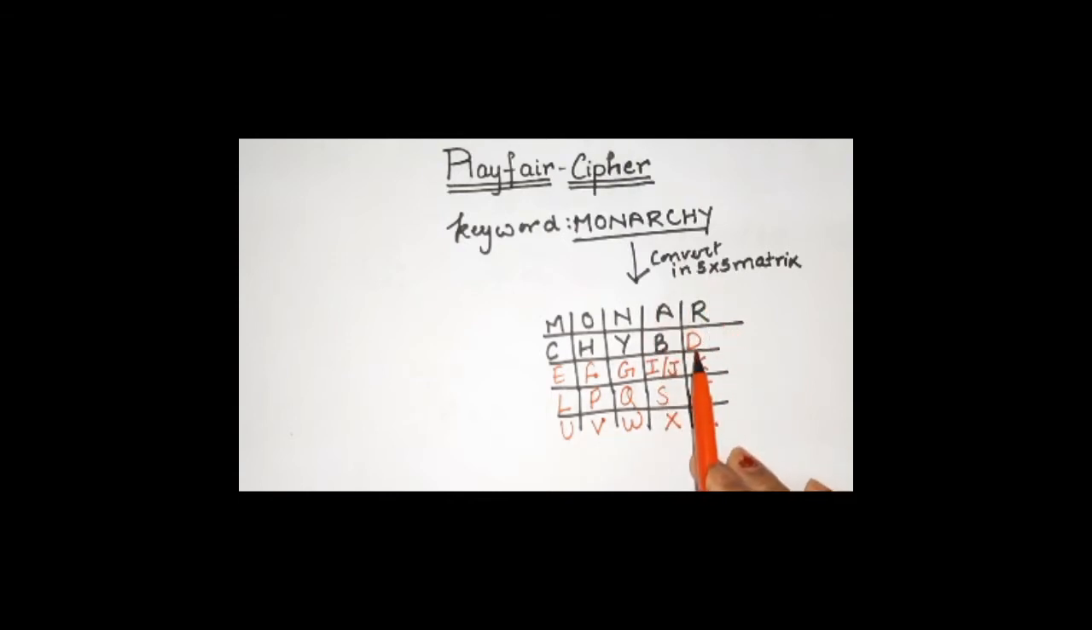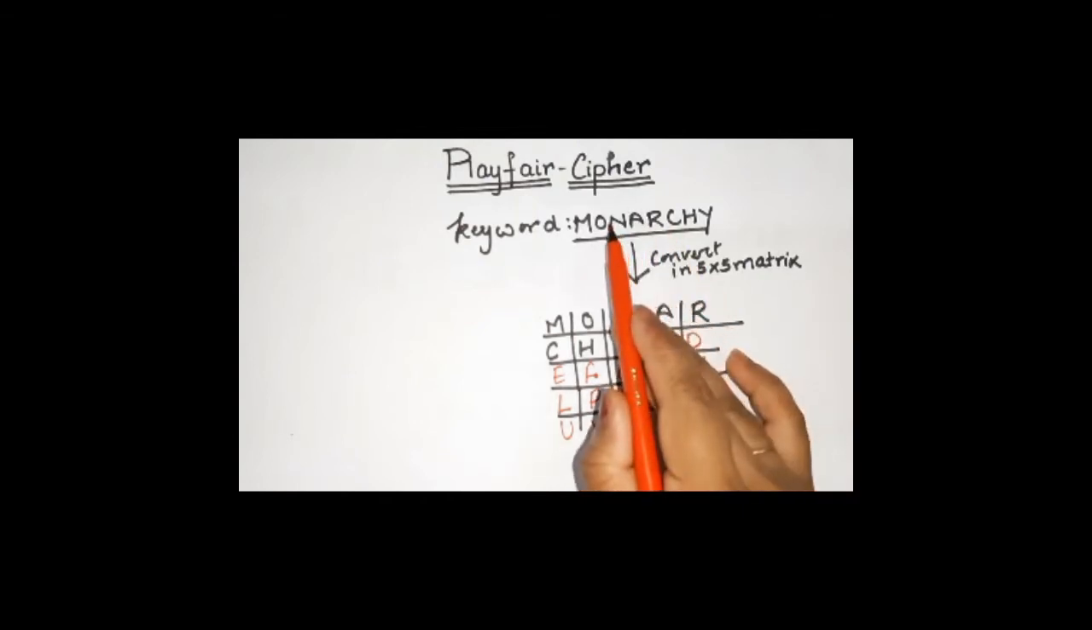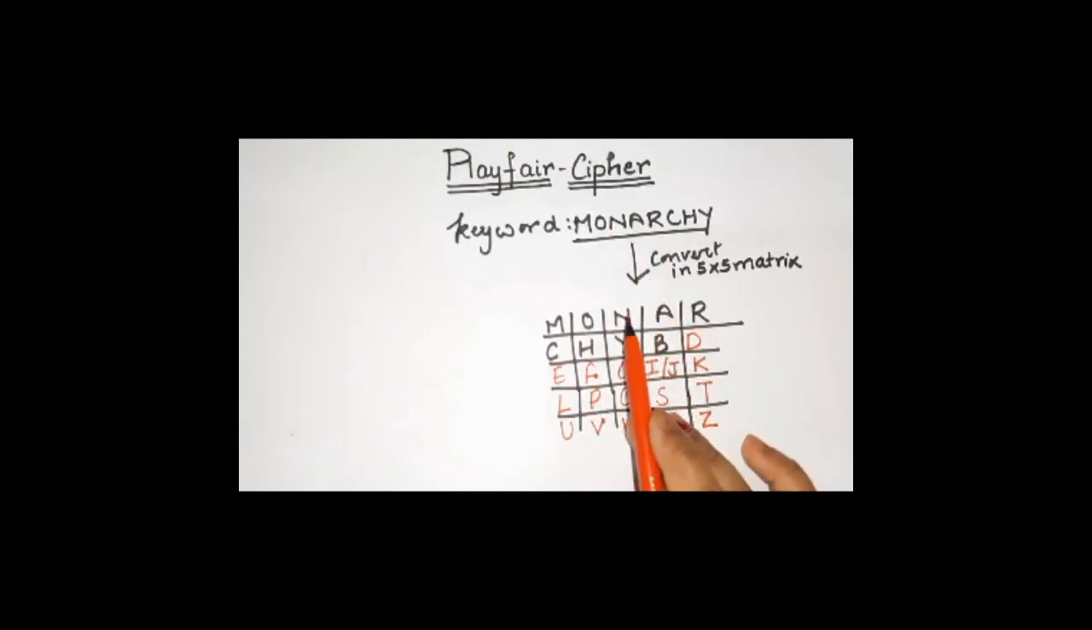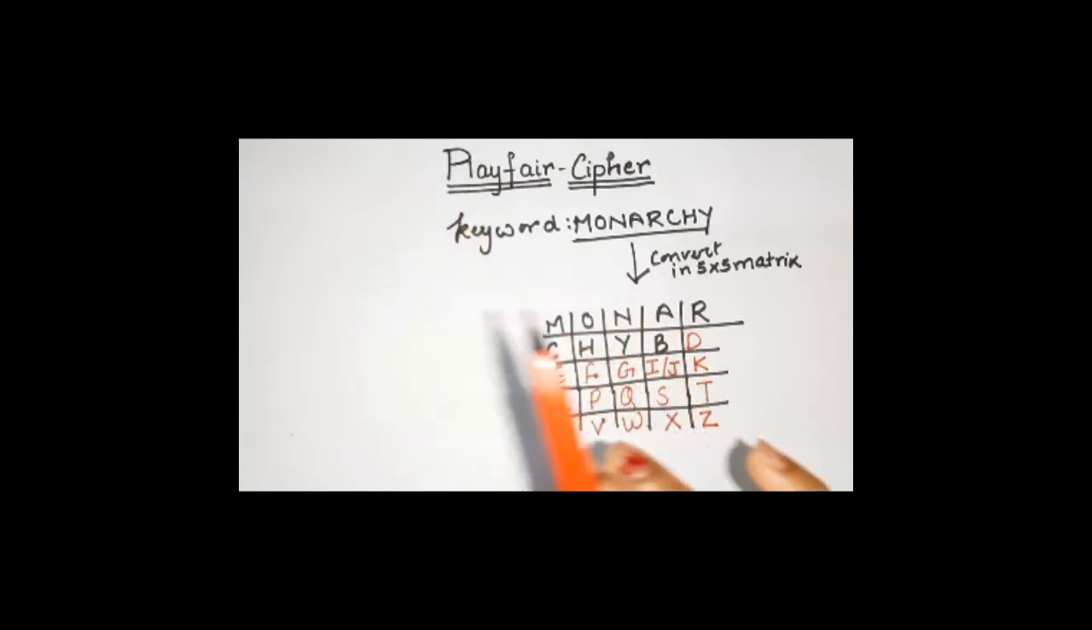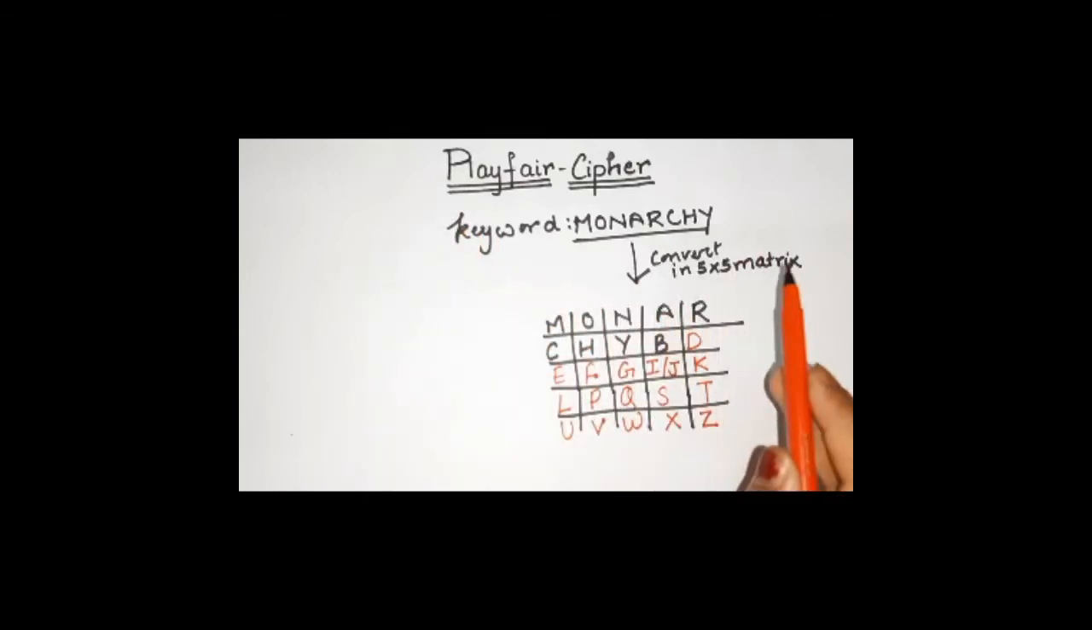Since A was there, we didn't write it. Then we started writing by B. Then C was already there, we left that alphabet. Then D, E, F, G. Remember, I and J will always be treated as the same single unit. If it is there in the keyword, there also I and J both will be covered. Even if J is there, I will be covered. If I is there, J will be covered. If I and J both are there, only once it will be written. Okay, can we move ahead?